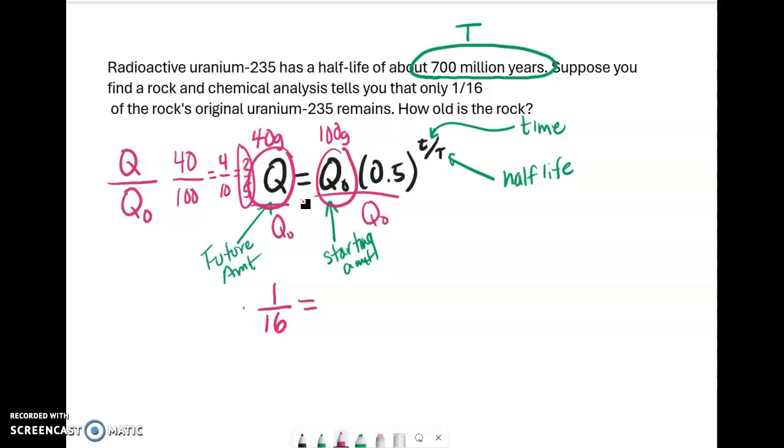So 1/16 remains. And then you have 0.5 raised to the t over capital T, and capital T is 700 million. Now I'm going to keep just 700, but I know that 700 million would be 700 with 6 zeros attached to it. So this is 700 million. Or I can use the units with the 700. So now the question is, what goes in this place?